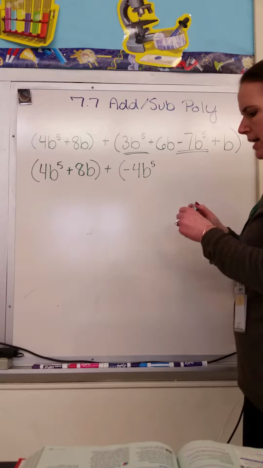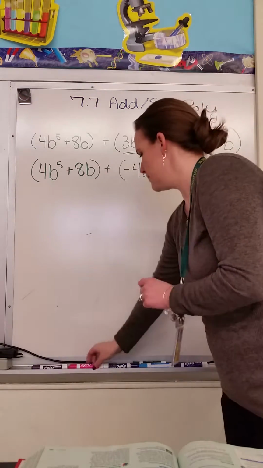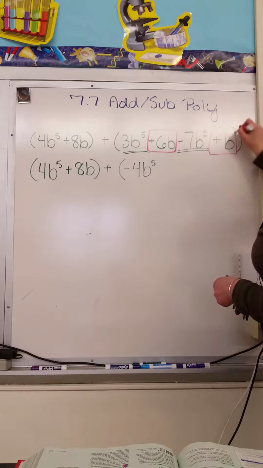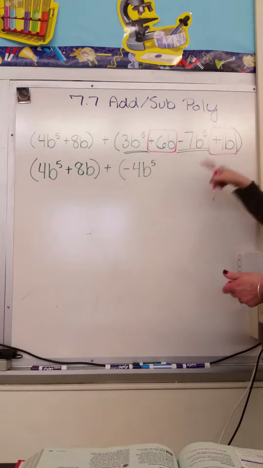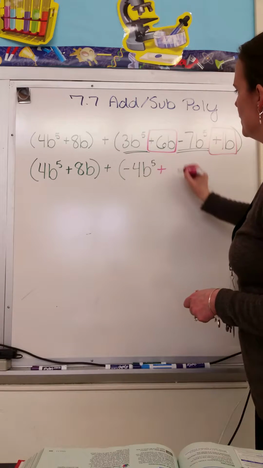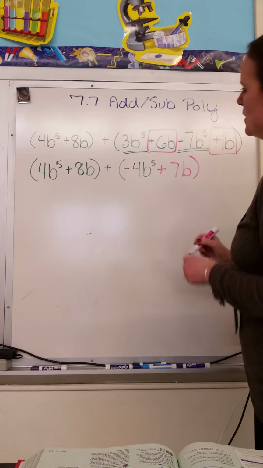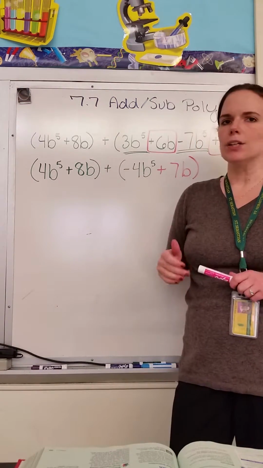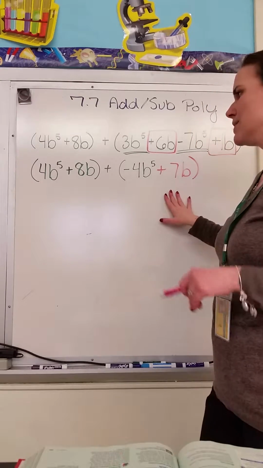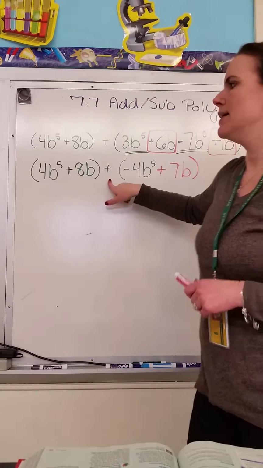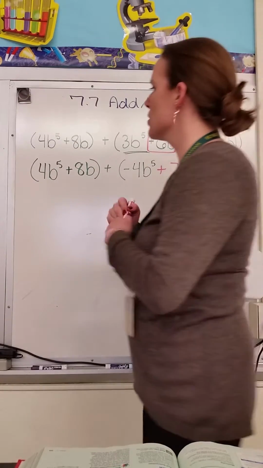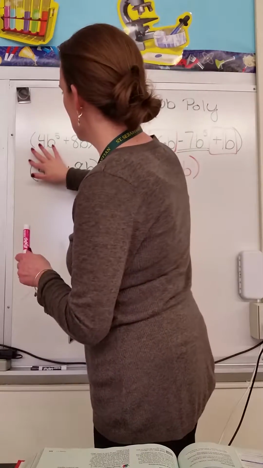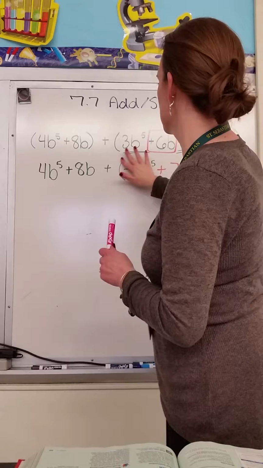Then I'm looking at my positive 6b, and I'm looking at my positive b. And this is just like a positive 1b. So now I have a positive 7b. Once you have these simplified, you can really look at it as though these parentheses aren't even separating them. Because you're adding, it's just combining terms. So it's like we don't even need these parentheses. We're just going to take them out.